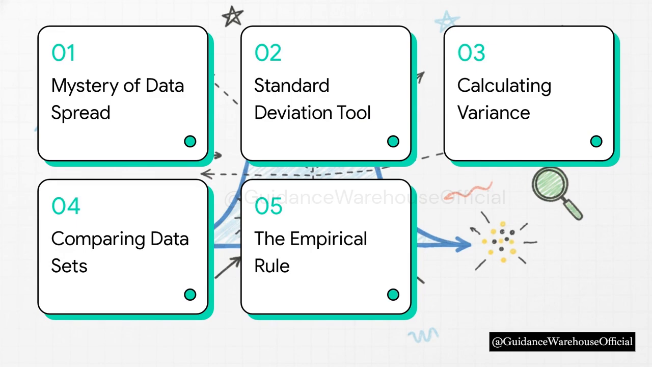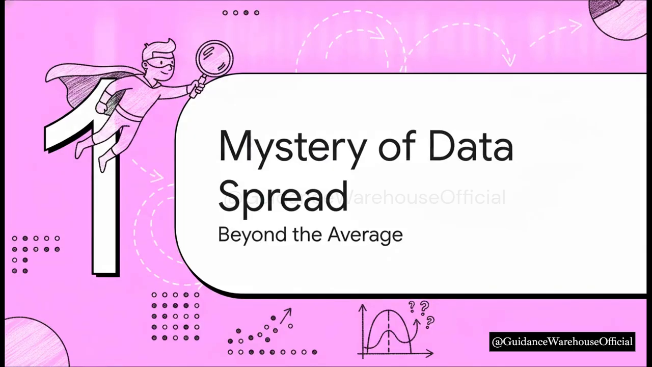1. The mystery of data spread. 2. Understanding standard deviation. 3. Calculating the variance steps. 4. Comparing different data sets. And 5. The empirical rule. By the end of this explainer, you're going to understand exactly what standard deviation is, the actual mathematical formula behind it, and how to apply it in real-world situations to truly make sense of the data around you.